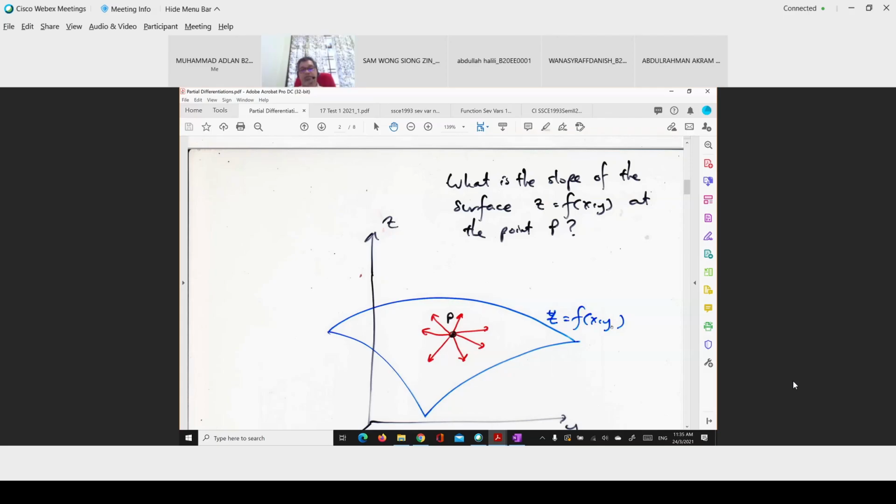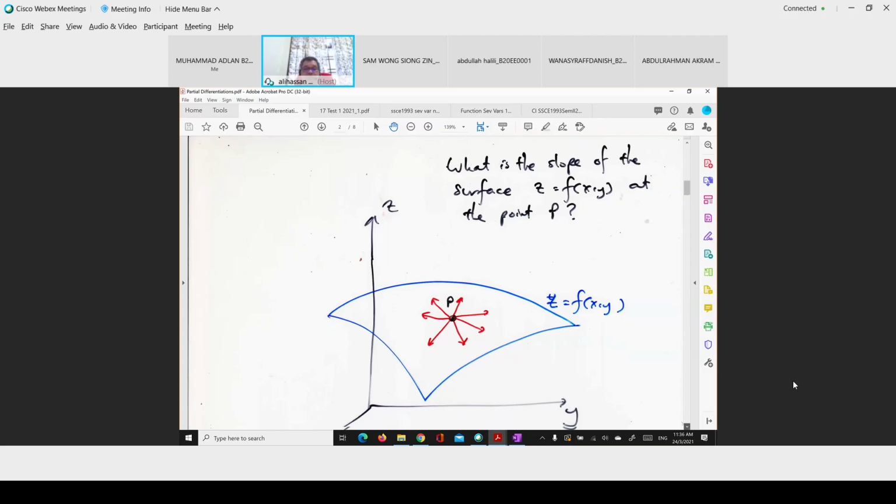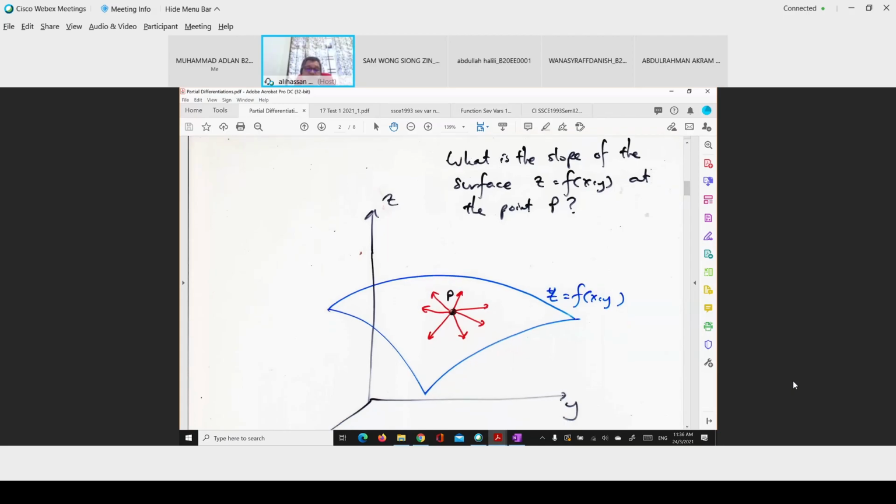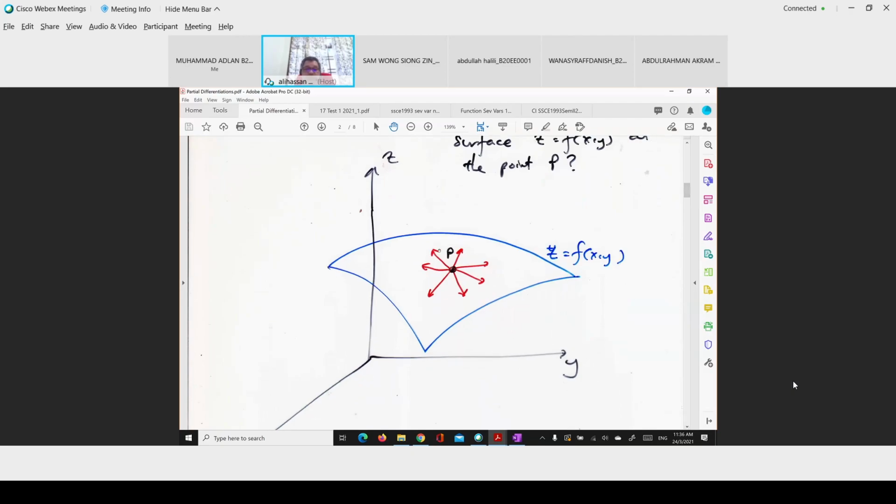Saying z equal to f(x,y), we have seen from our examples that z equal to f(x,y) is some surface in a three-dimensional space. Suppose there's a point P here. Suppose we are standing at the point P on the surface. What is the slope of the surface at the point P? Now the slope varies, isn't it? It depends on in which direction you are looking at. If you are looking at this direction, then this is the slope. If you are looking at a different direction, then you may have different values of slope.